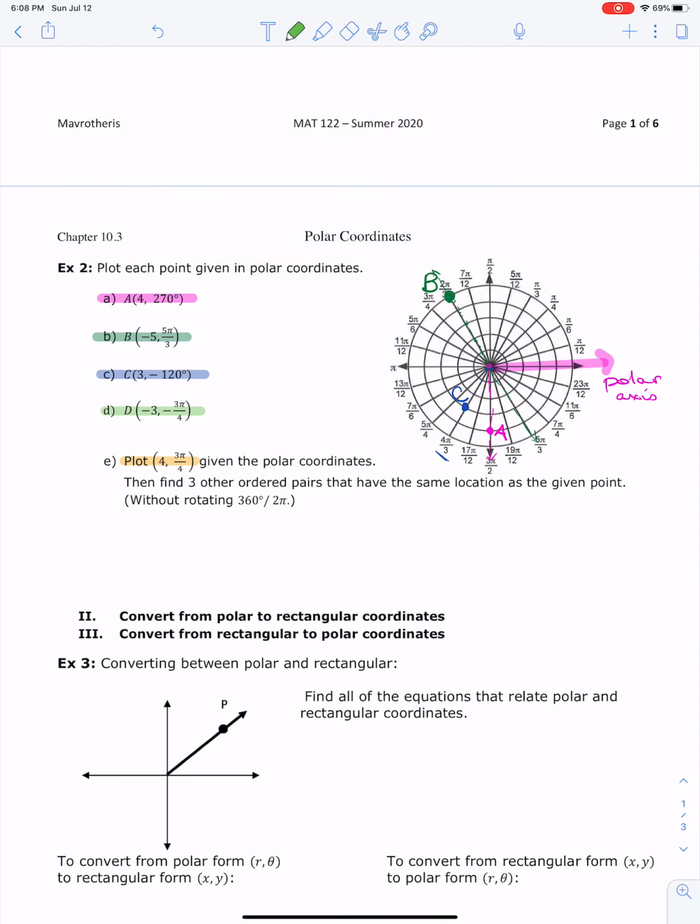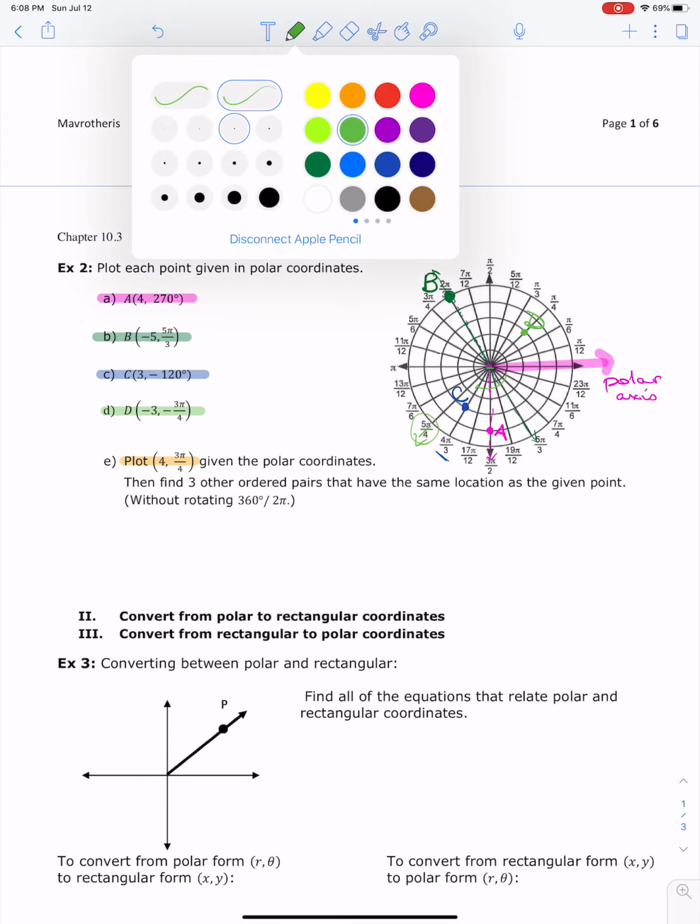D is (-3, negative 3 pi over 4). Negative 3 pi over 4 heads down this way. It's the same as 5 pi over 4. So there's our rotated axis this way. We want to go negative 3, and so we're going to head back. 1, 2, 3, and there is our point D.